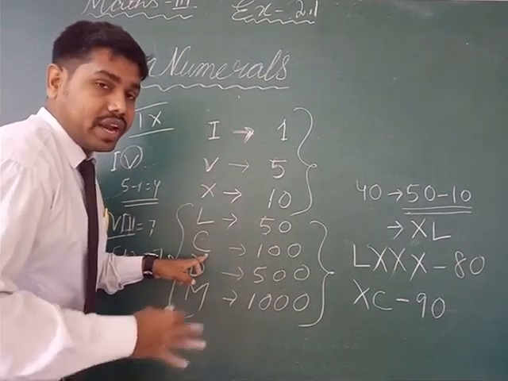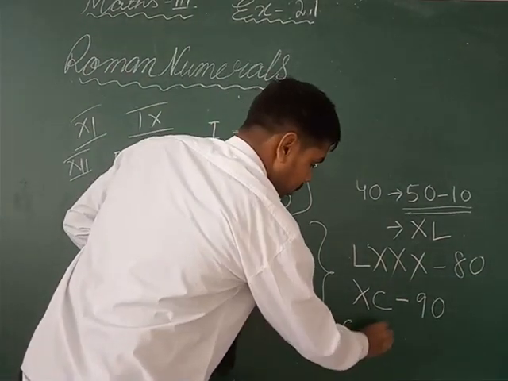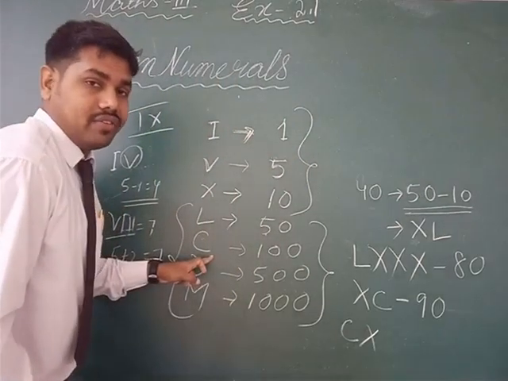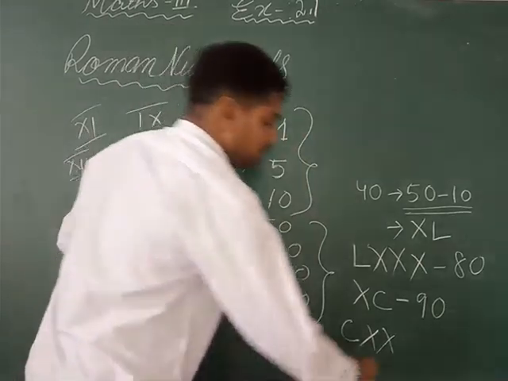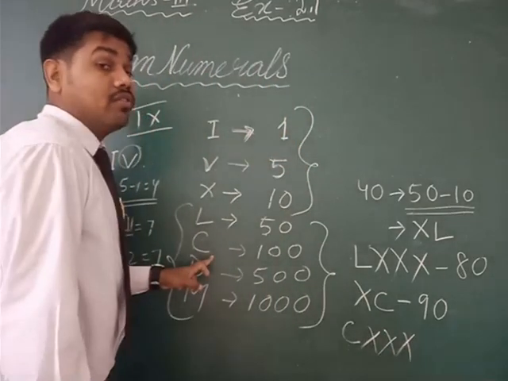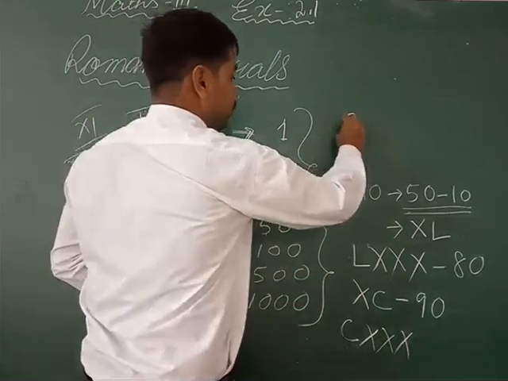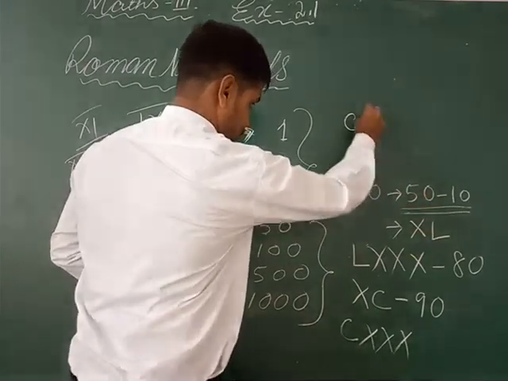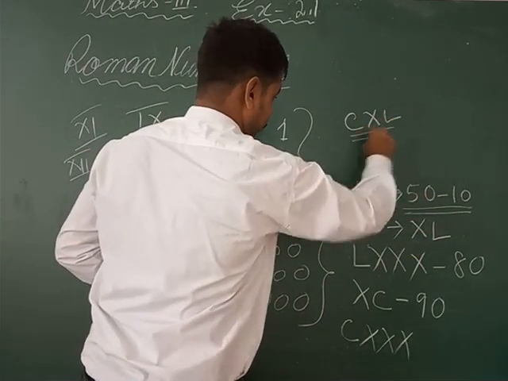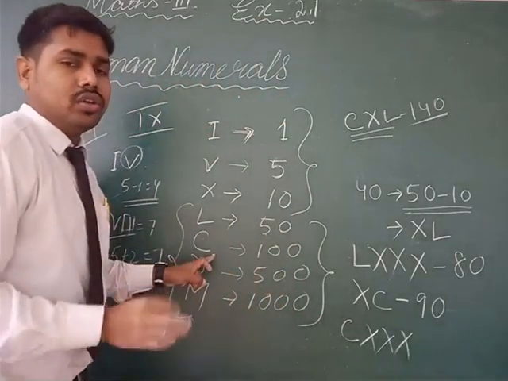Now if I want to write 110, so it will be 100 means C and 10 after. Okay, so that will be 110. For 20 it will be 120. For 30 it will be 130. But for 140, 100 we know C and 40 we also know xl. So this will be 140. So this is how you can write.